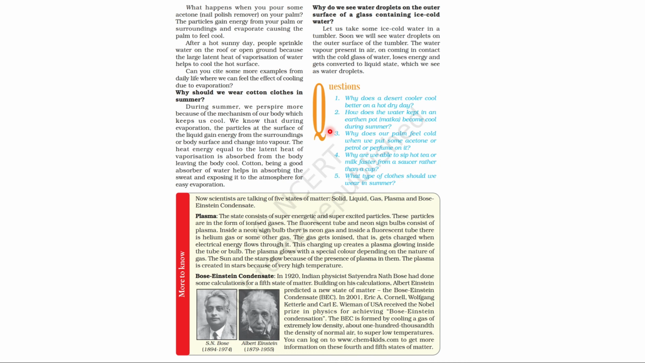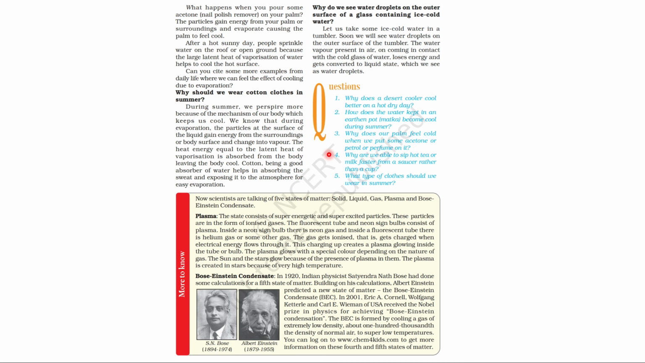Next question. Why are we able to sip hot tea or milk faster from a saucer than a cup? Hot tea or milk has a larger surface area in a saucer than in a cup. So the rate of evaporation is faster in case of greater surface area. Thus the liquid cools faster in a saucer than in a cup. For this reason, we are able to sip hot tea or milk faster from a saucer than a cup.